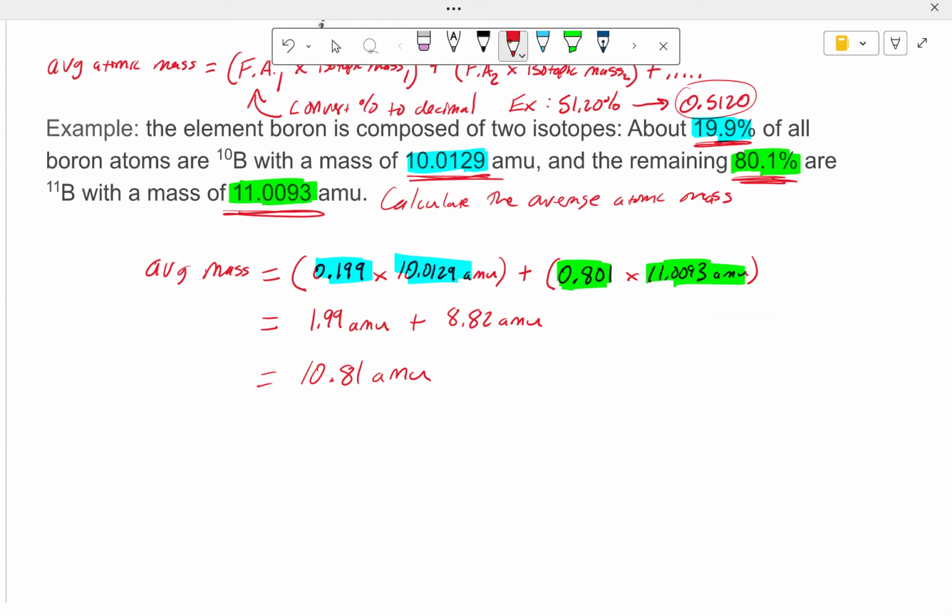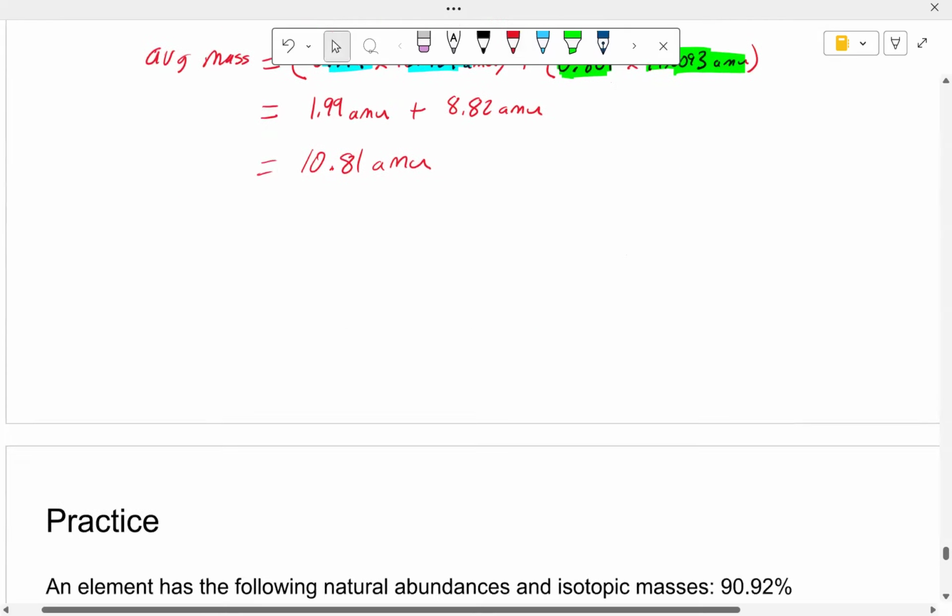Now, on an assessment, I'm going to ask you to show the work in order for you to get full credit, because you can look at a problem like this and just say, oh, I'm just going to copy from the periodic table, call it a day. You have to show the work to demonstrate that you know how to calculate the average atomic mass.